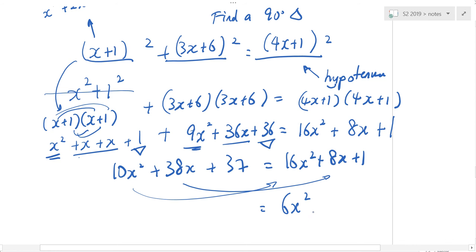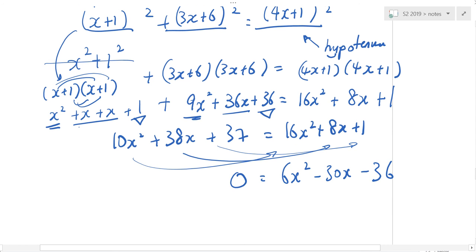Do you know what I'm doing? Minus 30x. Minus 36 equals to 0. Is this okay? Do you understand this step? Do you know why I want to do this step? Because I want to group all the x squared together, all the x together, all the numbers together. Then I got something like that. Do you know what's the next step?